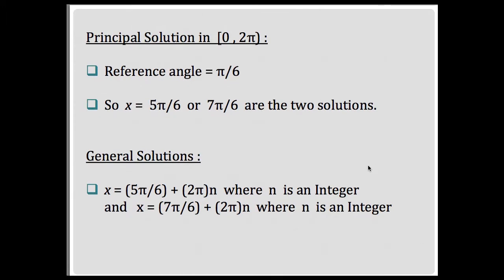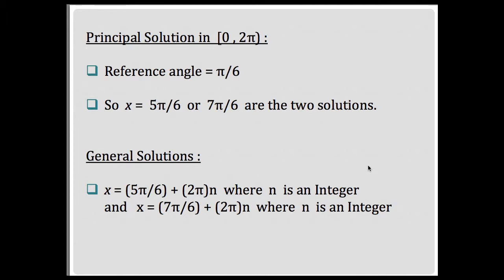I say that it has two answers to it, and that's assuming we are finding the principal solutions in the interval from 0 to 2 pi, essentially one full circle. That's typically what we're doing in AP Calculus.